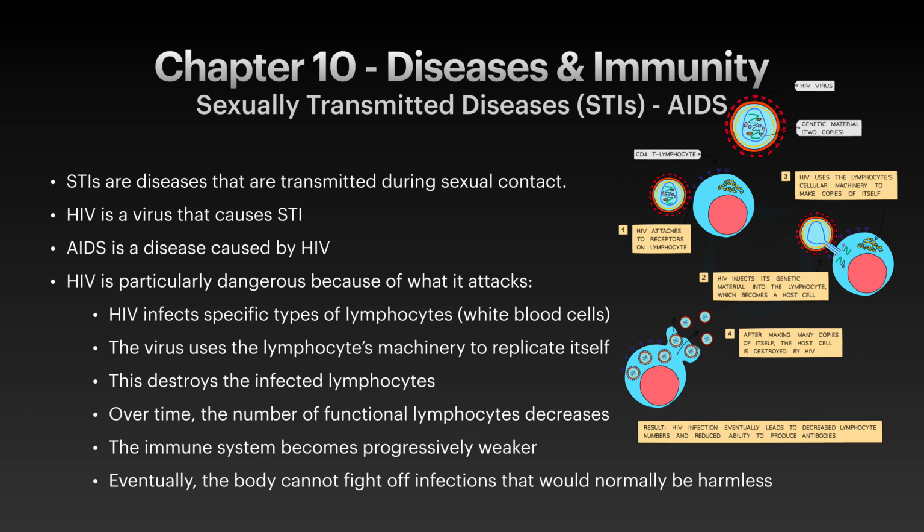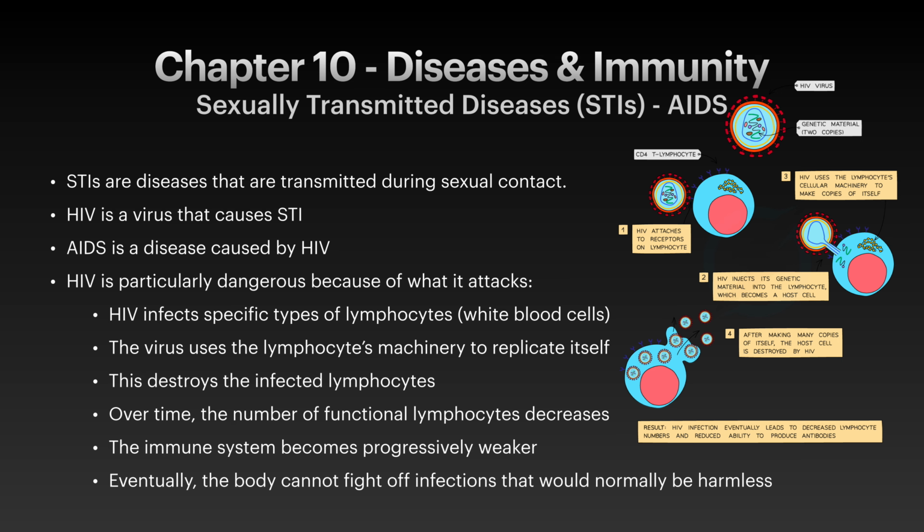How HIV works. HIV is particularly dangerous because of how it attacks. HIV first infects specific types of lymphocytes, and the virus uses the lymphocytes' machinery to replicate itself. This process destroys the infected lymphocytes. Over time, the number of functional lymphocytes decreases, causing the immune system to progressively become weaker. Eventually, the body cannot fight off infections that would normally be harmless.